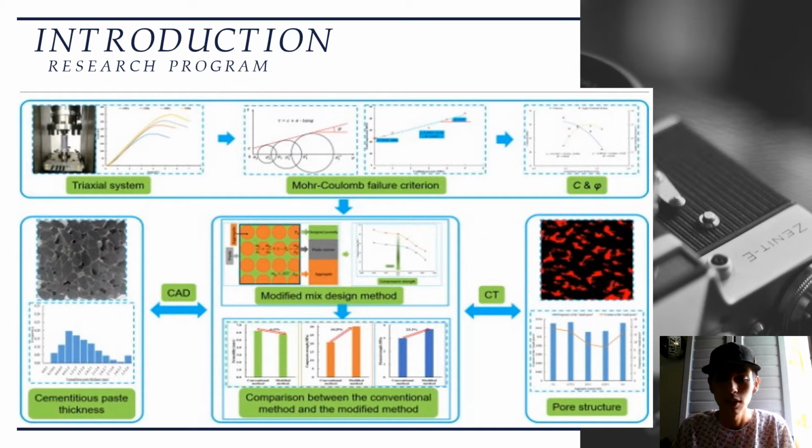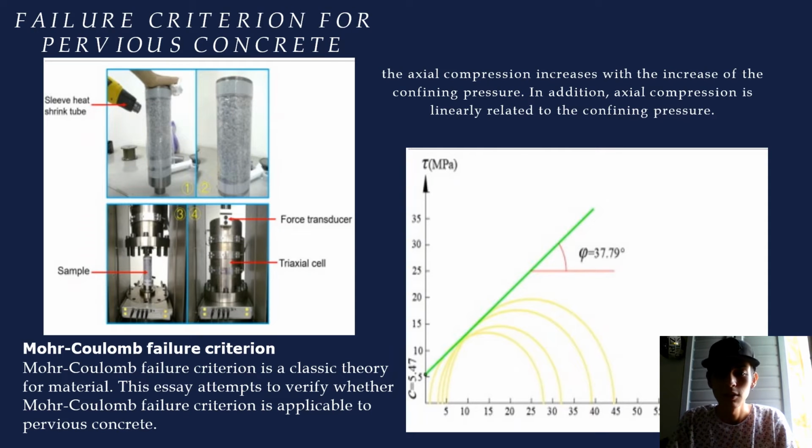In this image, you can see the steps that were followed. A triaxial compression test is applied to pervious concrete. If pervious concrete agrees with Coulomb failure criterion, the cohesion and the angle of internal friction could be obtained. The triaxial test was conducted through the triaxial system. Then the results were calibrated by the Coulomb failure criterion.